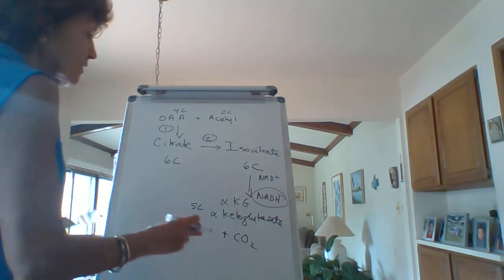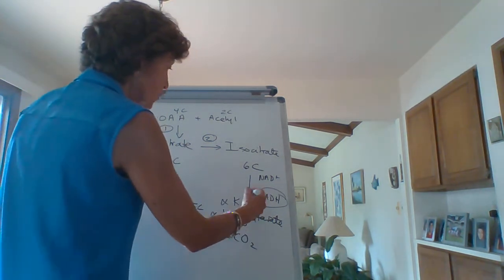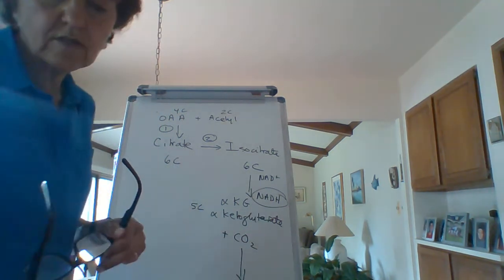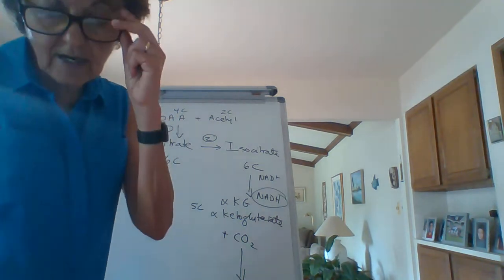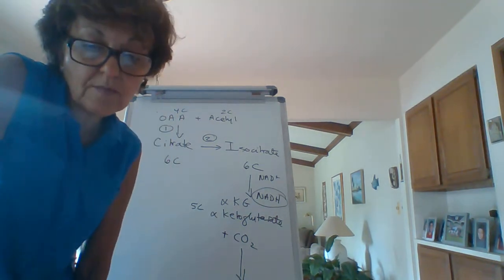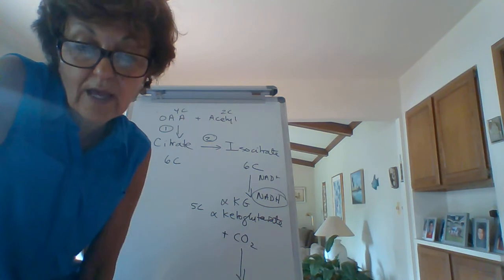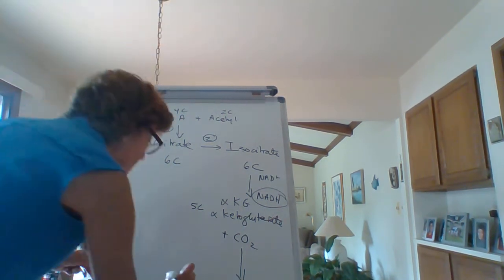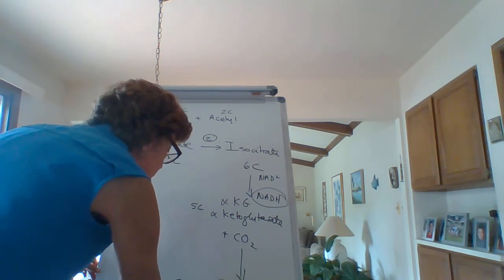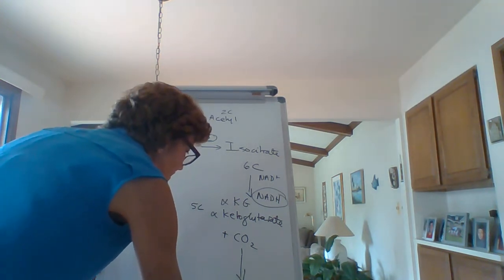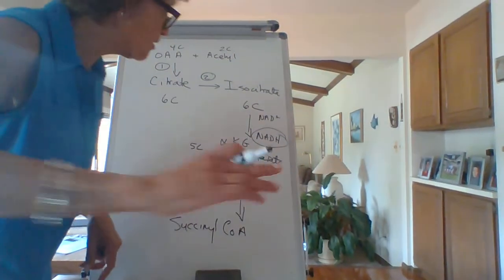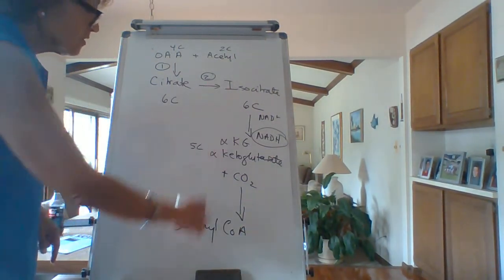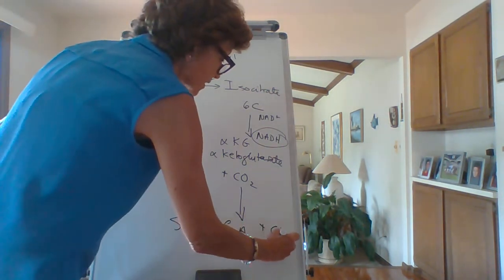The next one is a reaction where alpha ketoglutarate, look at your cycle over here, is now going to get turned into something called succinyl-CoA. You're going to remove another carbon dioxide. So you have succinyl coenzyme A. Another coenzyme A is going to be used here, carrying the succinyl. In the process, you're losing another carbon dioxide.